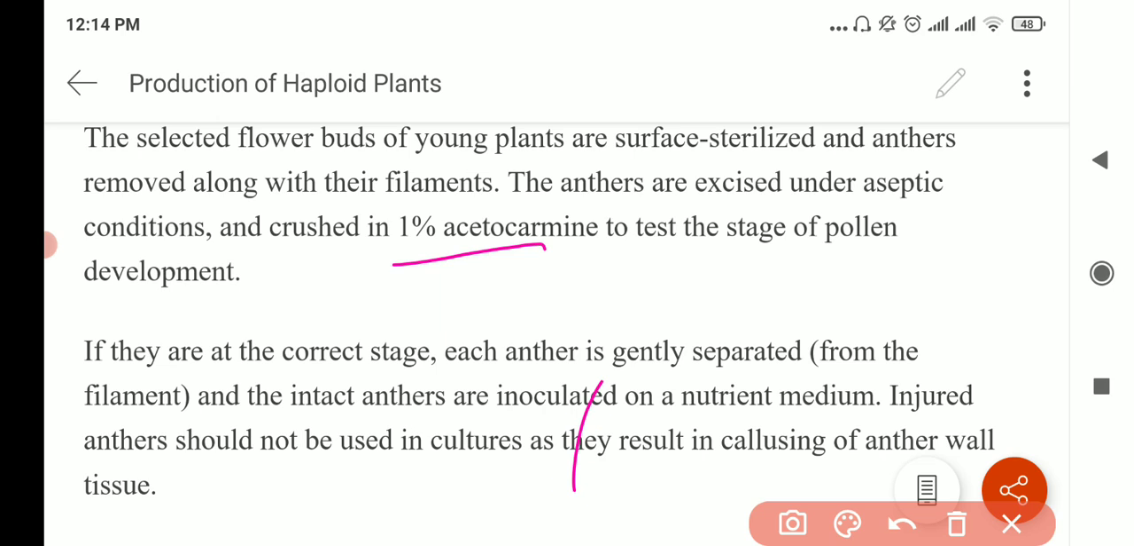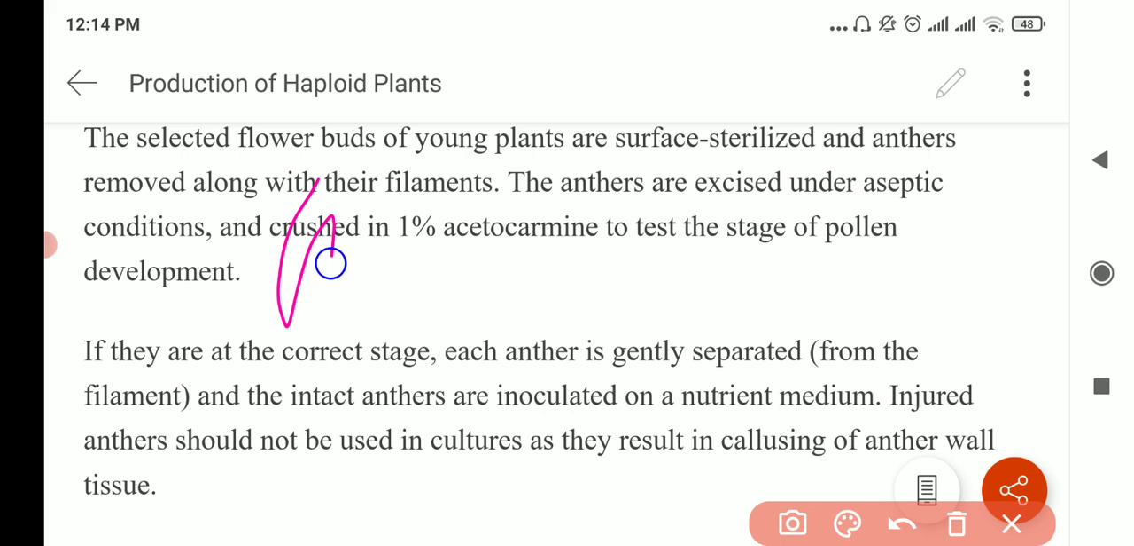So when you have reached the correct stage with the anther, not the boiled one, not the one that's already stained, all these anthers will be at the same level. So you gently separate them from the filament and then you inoculate them in a nutrient medium.